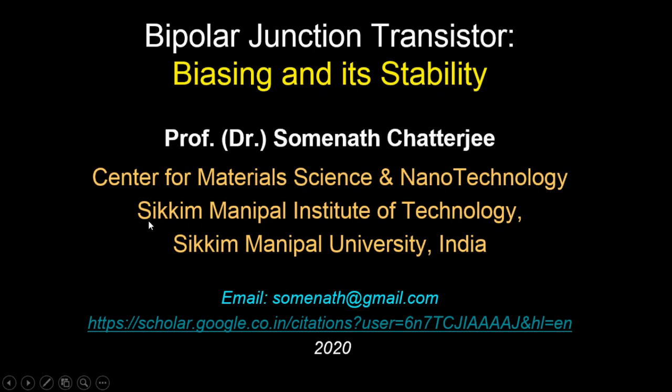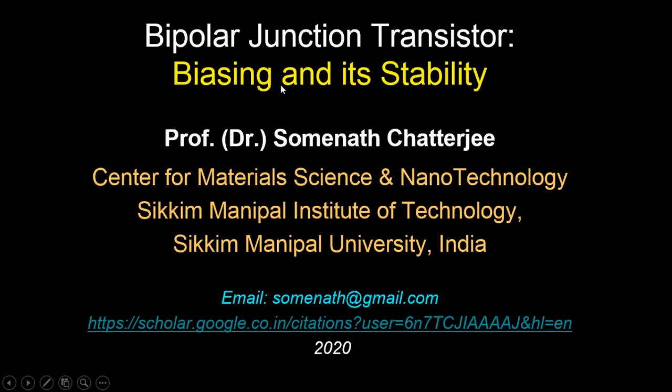Today we will discuss a new topic, that is the bipolar junction transistor biasing and its stability. Basically, it is a continuation of our previous video lectures. Part 1 was the working mechanism of the bipolar junction transistor. Part 2 is the different transistor configurations, and in part 3 we discussed the applications and exercises, some problems.